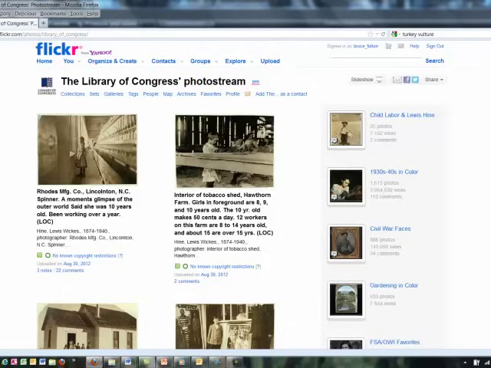We can take a look at this first example here on the left. The top left here, this Rhodes Manufacturing Company, Lincoln, North Carolina, about this little girl working in the spinning factory. We can see some initial information down here, and then take a look here at the notes and comments. And so let's click on that and see what we've got.